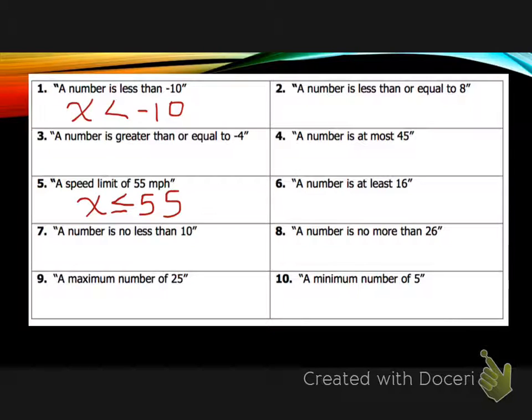Let's see. A number is at least 16. At least. So is the number or 16 bigger? Well, the number would be at least 16. That means it's got to be bigger than 16, but could it be equal to it? Yep, so you could put the line underneath. How about number 4? Sorry to jump back up. A number is at most 45. That means it has to be less than the 45. Could it be equal to it? Well, yeah. It's at most 45, so it could be equal to.